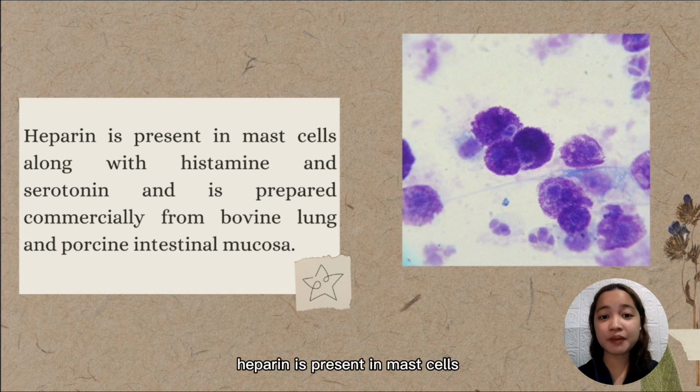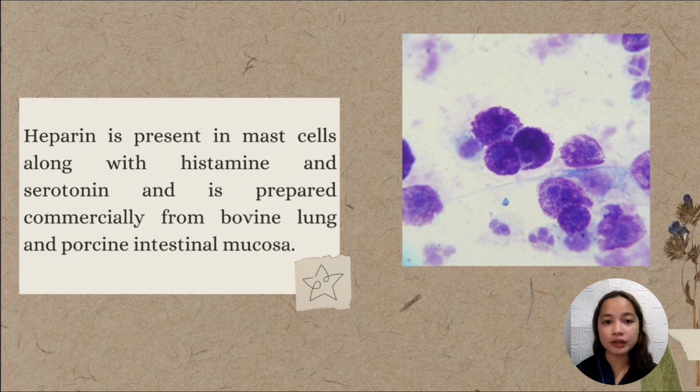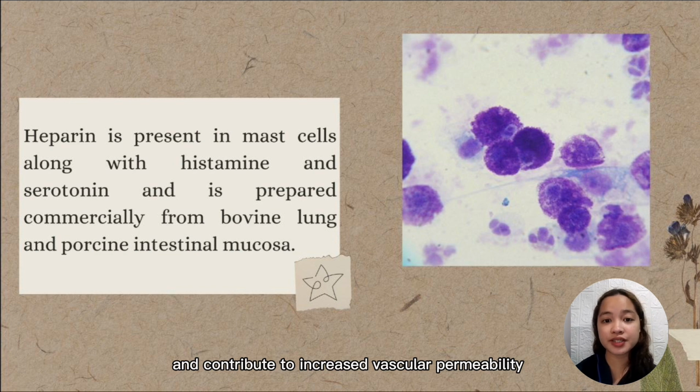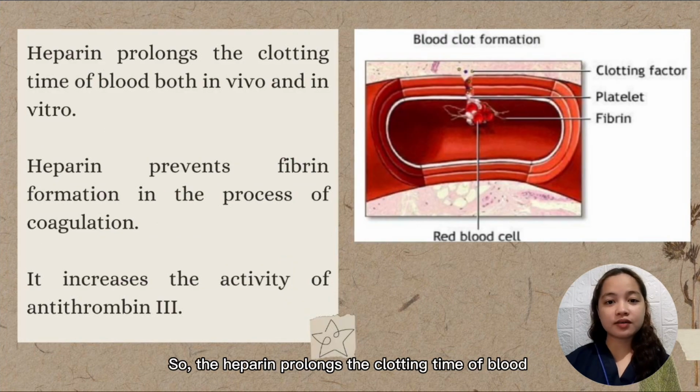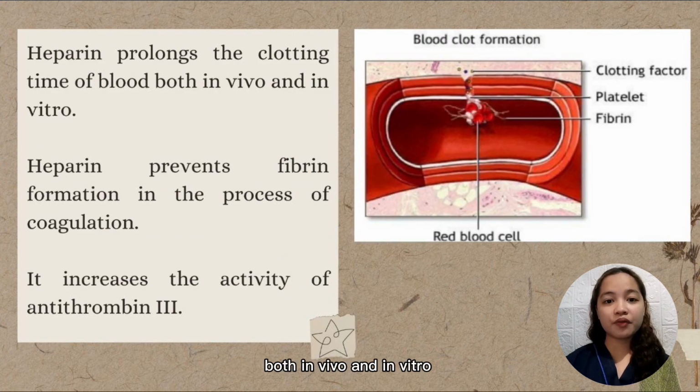Heparin is present in mast cells along with histamine and serotonin and is prepared commercially from bovine lung and porcine intestinal mucosa. Mast cells have a central function in allergic and inflammatory diseases and contribute to increased vascular permeability, allergic and anaphylactic reactions. So heparin prolongs the clotting time of blood both in vivo and in vitro and prevents fibrin formation in the process of coagulation.